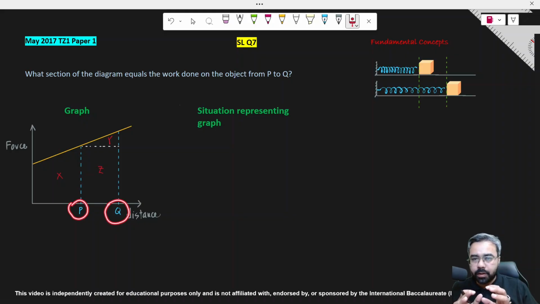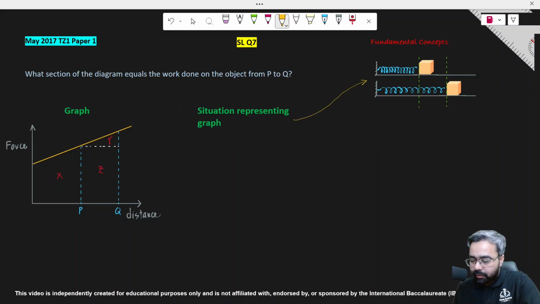So I will show you two or three different scenarios in which the force is changing. The first scenario is this one. If a box is attached to a spring and you compress the spring and then release it, while this box will be moving towards its equilibrium position, the spring force will be changing. It will be decreasing. But if you compress the spring, then that spring force will be increasing in magnitude.